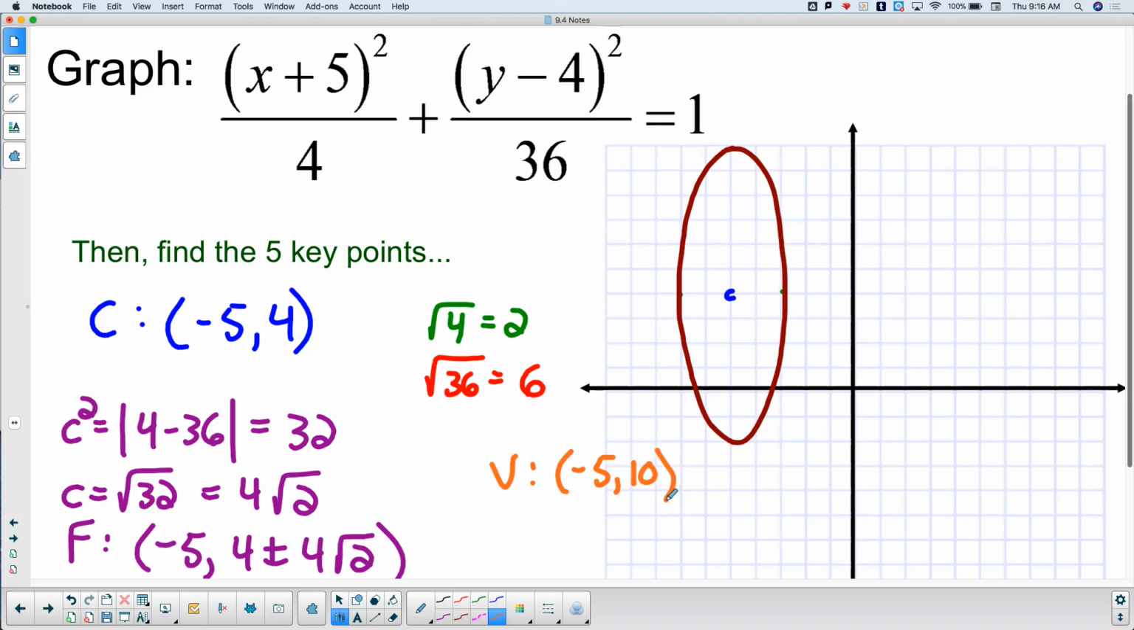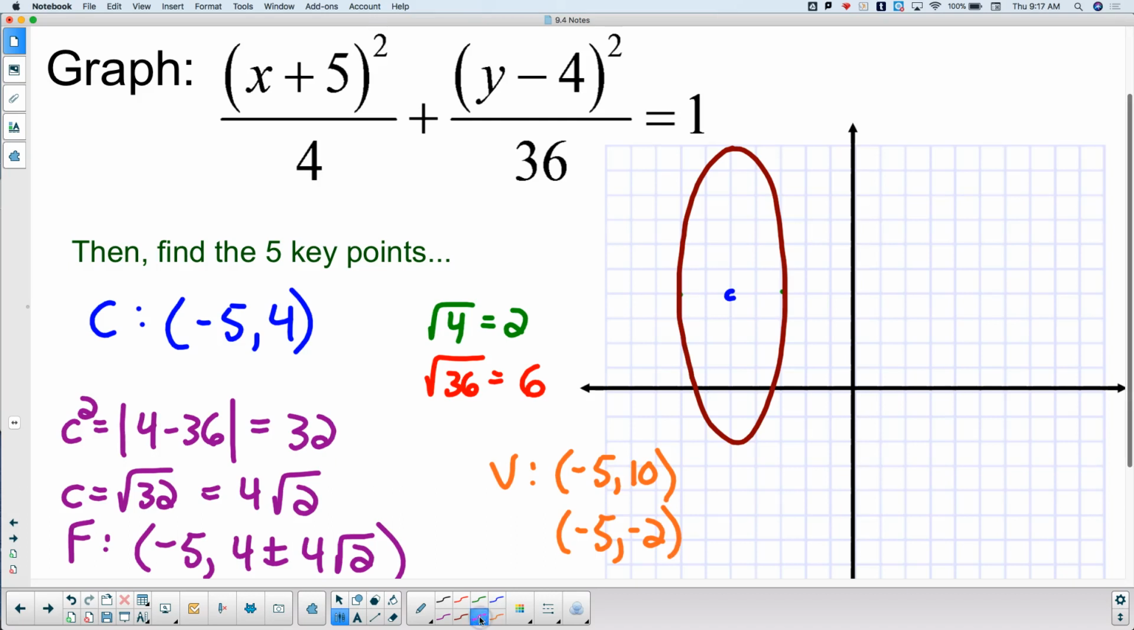Because it's all the way at the top of my graph. My graph goes by tens. And my other one is at -5, -2. Is that what you got? Good, because then we match. It's good to match.